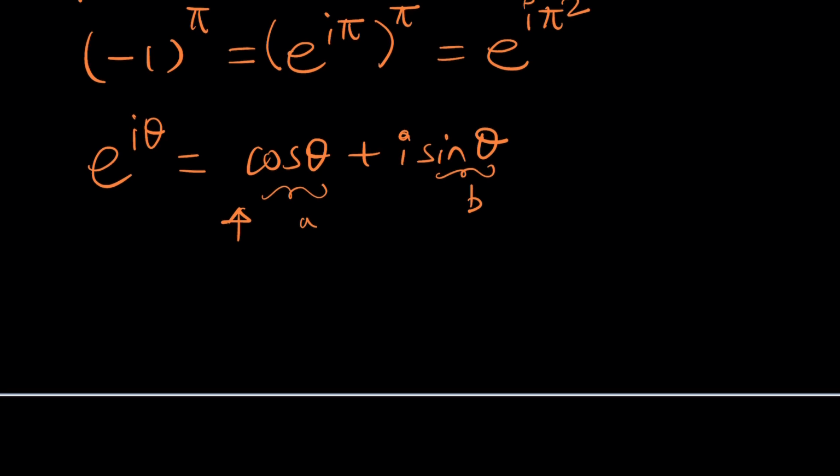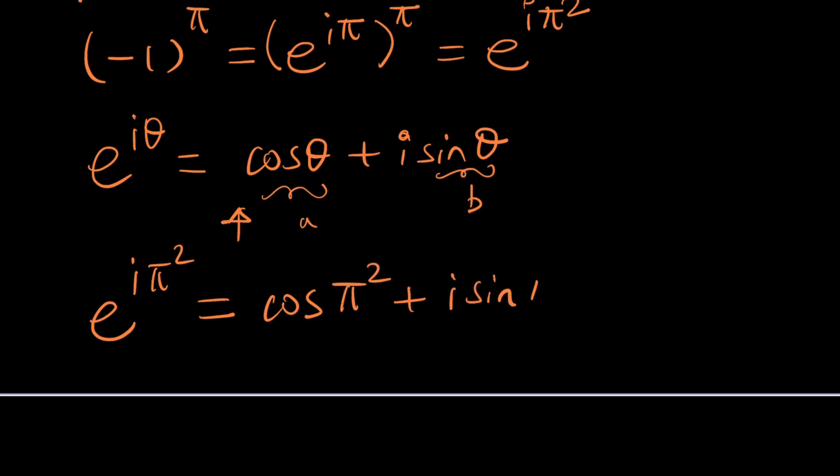But what does this tell you? This tells you how to write e to the power I pi squared. How do you write it? You basically write it as cosine of theta, which is pi squared, plus I times sine of pi squared. If you want to use parentheses, be my guest. I generally don't use them, but sometimes they'll help avoid confusion, so I'm going to use them in this case. But that's basically what the answer is going to be.